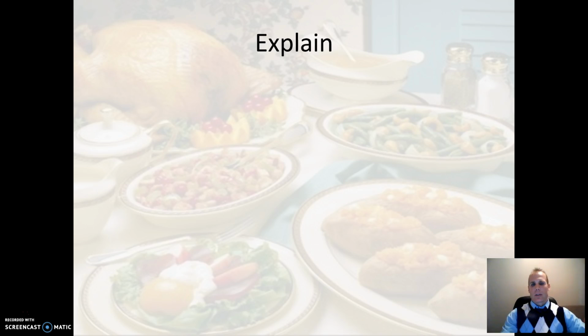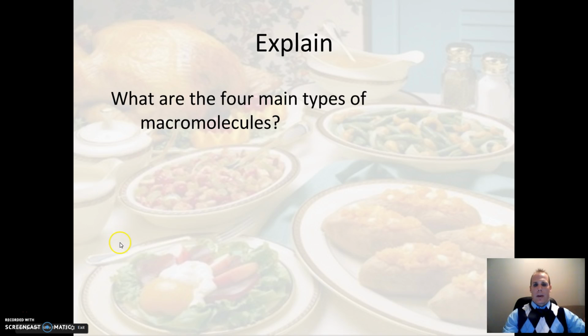So let's talk about macromolecules. This is the chemistry of life. This is the complex stuff that we need to start talking about. Let's look at this question right here. What are the four main types of macromolecules?